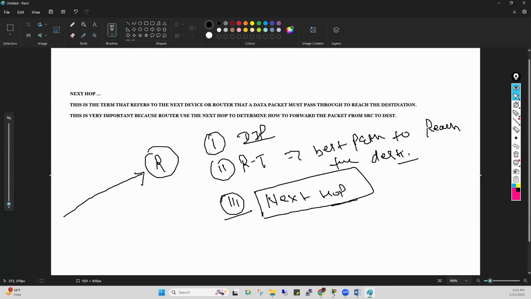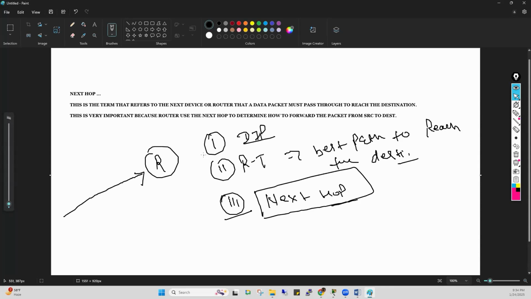Does the destination IP address present in my routing table? Yes or no? Getting my point? So these are the information the router will check. And step number 2, the router will check the routing table. In the routing table, the router will try to find what is the best path to reach the destination.